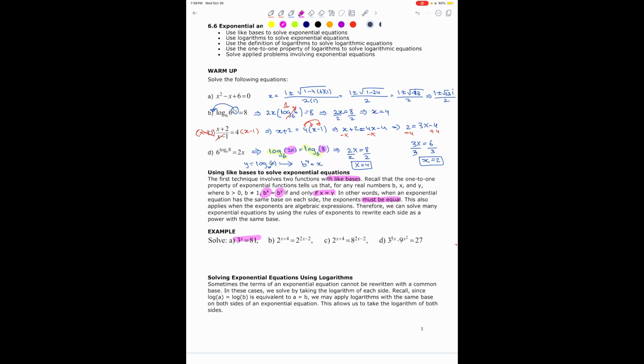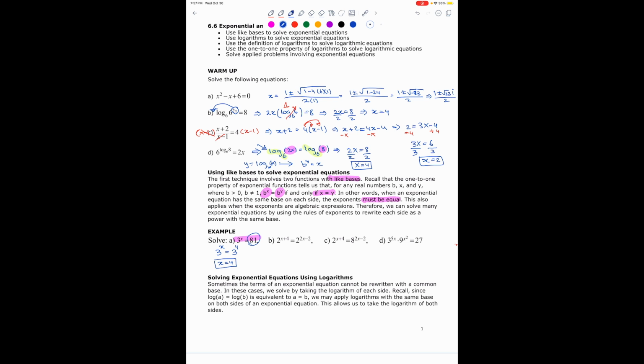So I know that I can rewrite the equation 3 to the x power equals 2. I can rewrite 81 as 3 to the 4th power. Again, with the one-to-one property of exponents, similar to the one-to-one property that I used for the logs here, we're going to say that because the bases are the same, then the exponents are going to be the same as well. So by comparison of the exponents, I know that x is equal to 4.